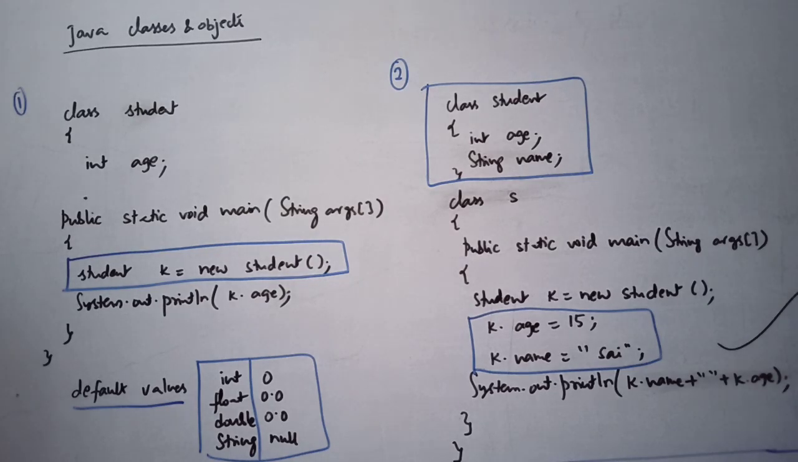So our first program in Java, classes and objects. Look at the first program, class Student. The name of the class is Student. We have a member age. Look at public static void main and String args, String with capital S. Student k is equal to new Student, and System.out.println k.age.